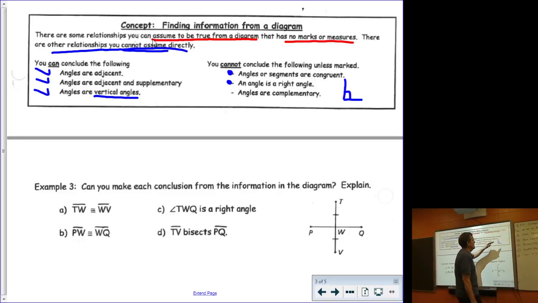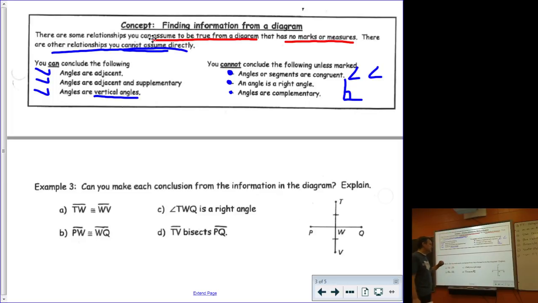And just because angles look congruent doesn't mean they are congruent. You can't assume it unless they are marked equal. And you cannot assume angles are complementary unless they're marked complementary, or some other marking that shows they add up to 90 degrees. All right, so I have an example here, example 3, that uses these statements.